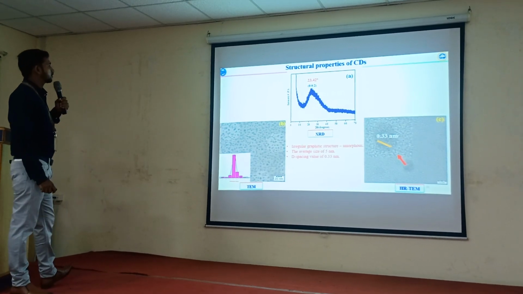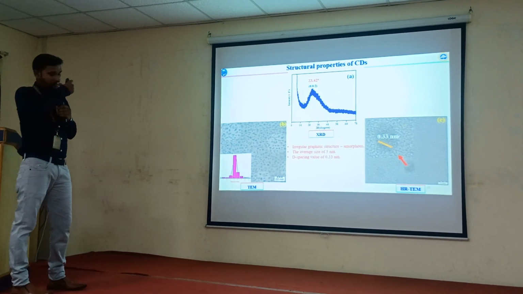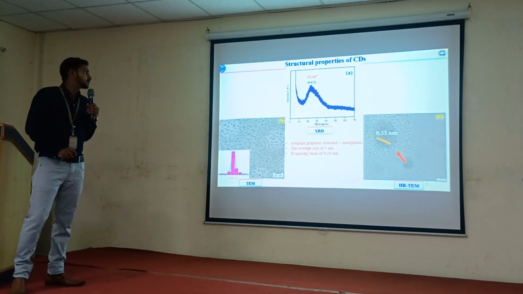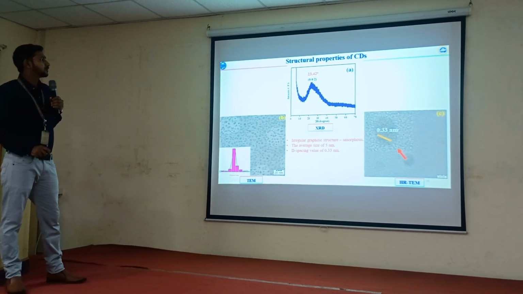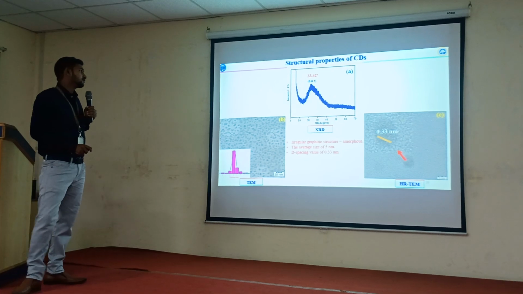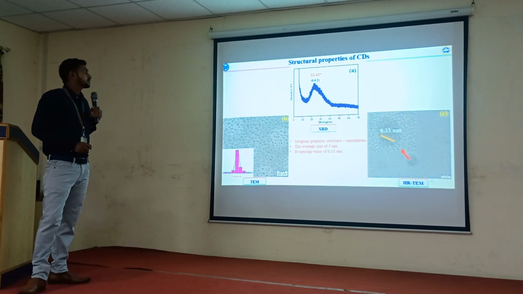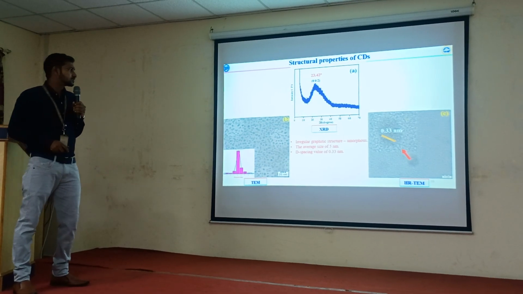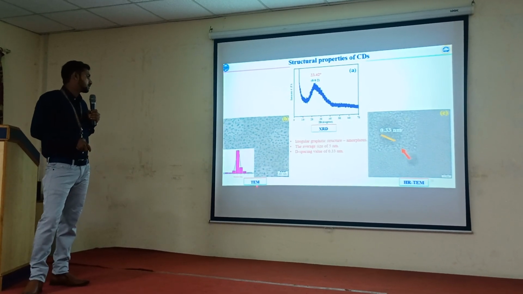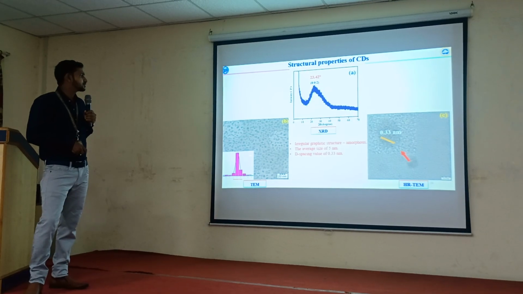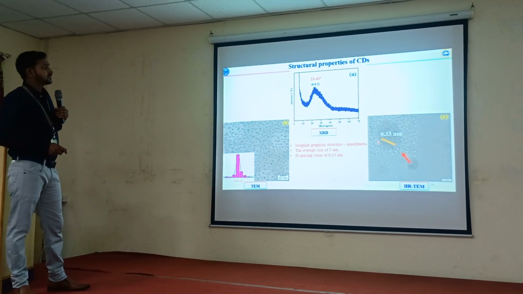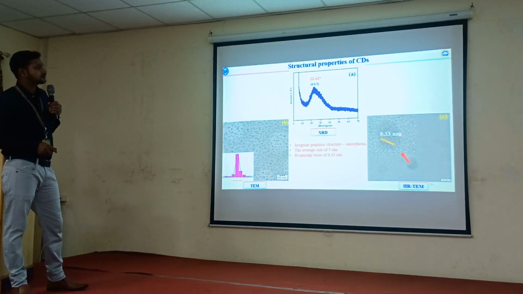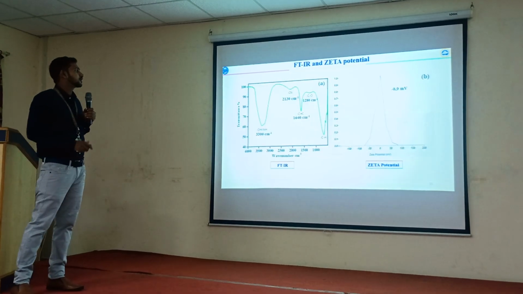And the structural property of carbon dots. Figure A represents the XRD spectra of carbon dots. Here you can see the broad peak centered at 23.42 degree 2 theta with a 002 plane, which further confirms that the carbon dots have an irregular graphitic structure, amorphous in nature. And figure B represents the TEM image of carbon dots, with an average particle size of 5 nanometer. And figure C represents the high resolution TEM image of carbon dots with a d-spacing value of 0.33 nanometer.